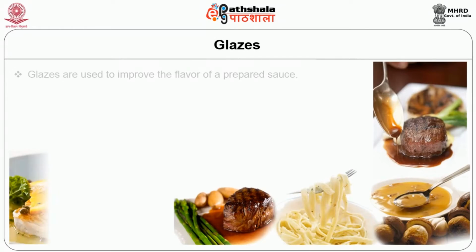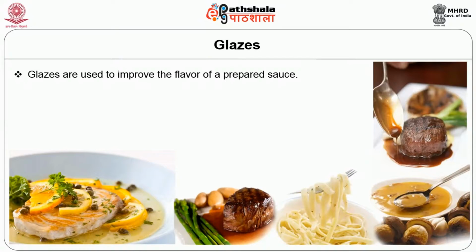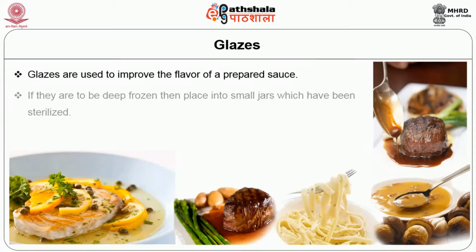Coming to the glazes. Glazes are used to improve the flavor and also the consistency of the product, for example, fish glaze in white sauce. They are made by boiling white or brown beef stock or fish stock and then allowing it to reduce to a sticky or gelatinous consistency. They are then stored in jars and, after cooling, can be kept in a refrigerator for a period of 1 week so that the shelf life can be increased.